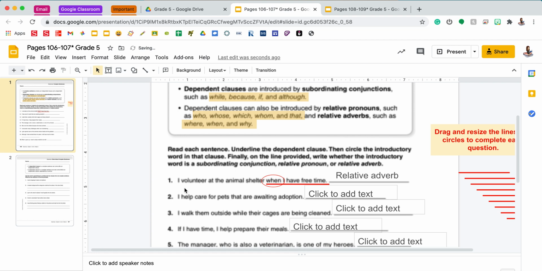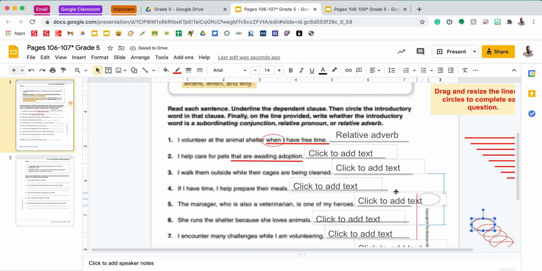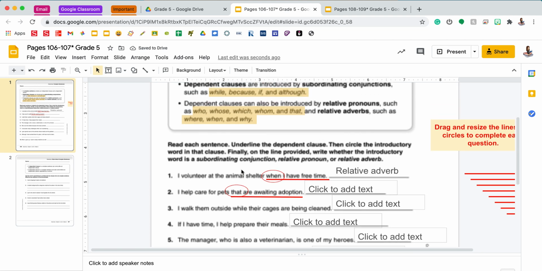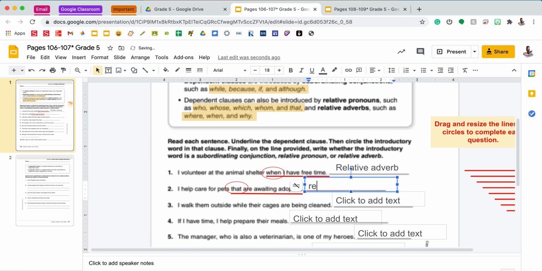Let's also do number 2. I help care for pets that are waiting adoption. I help care for pets is independent, that are waiting adoption is dependent. So I'm going to drag a line, identify my dependent clause, and then drag a circle to show the introductory word or the first word in that clause, which is that. Using the lists at the top, that is a relative pronoun. You will finish this page with the same directions.